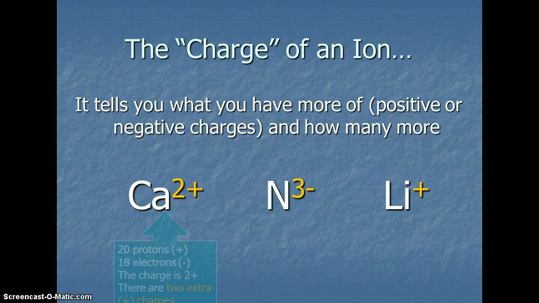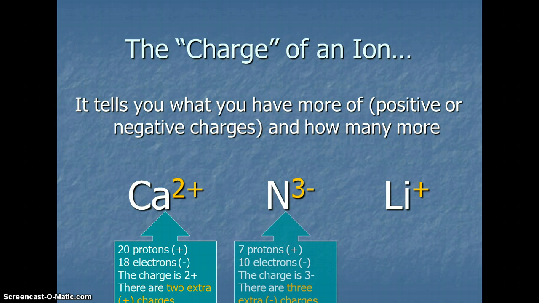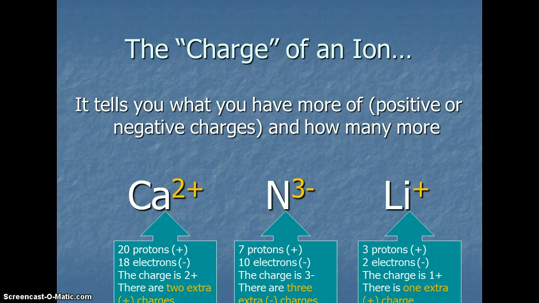So let's take a look at calcium here. So calcium has 20 protons and 18 electrons. So it has the charges 2+ more on the positive side. And nitrogen has 7 protons and 10 electrons. And so it has 3 more on the negative side. And lithium, 3 protons and 2 electrons. So it has 1 more on the positive side. Take a moment, break this down in your head, and write down these examples as well in your notes.